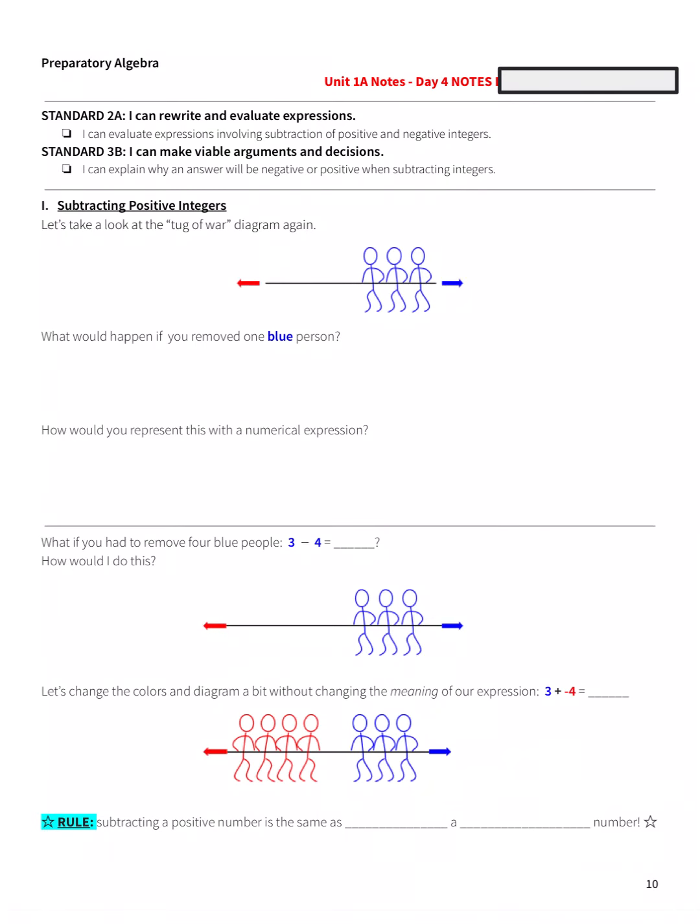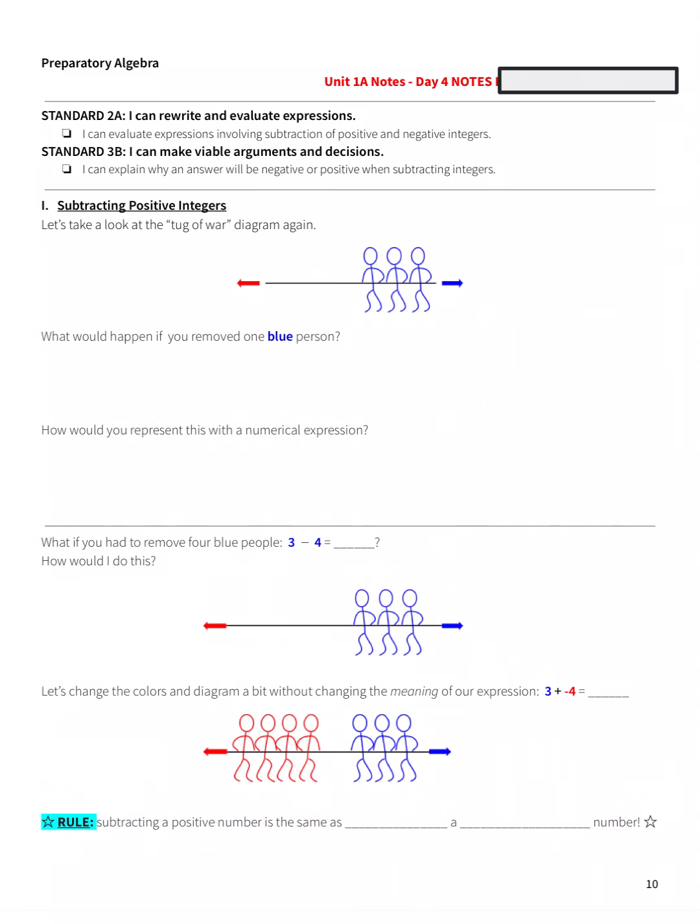These are your Unit 1A, Day 4 notes. In this video, we're going to work on Standard 2A and 3B. We are going to evaluate expressions, which is the subtraction of positive and negative numbers, and then explain why they're positive or negative. So in this video, we're subtracting instead of adding like we did yesterday.